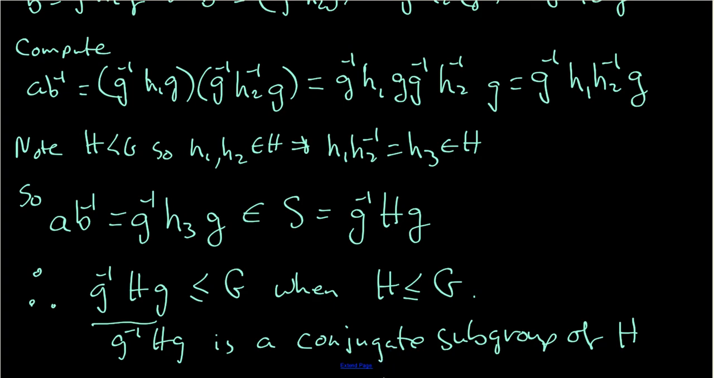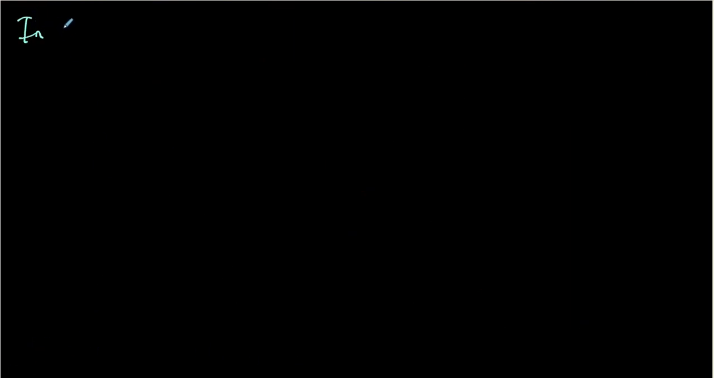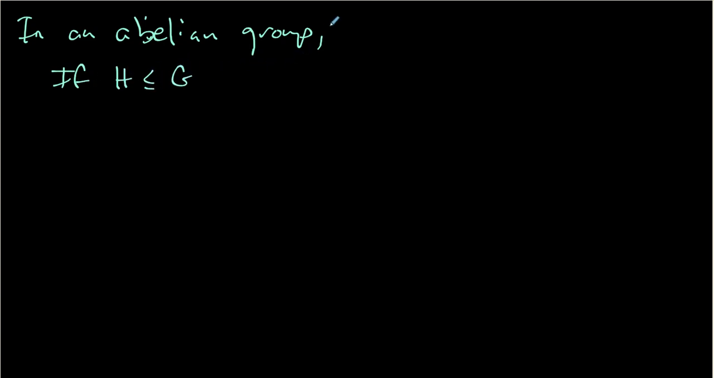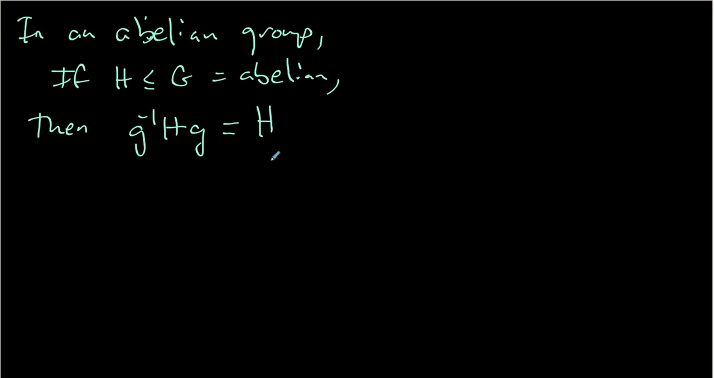Now, the last thing that I want to do is state something really important and very basic about what happens in abelian groups. So, in an abelian group, it turns out that if we have H a subgroup of an abelian group G, then every conjugate subgroup is just going to wind up being the original subgroup itself.